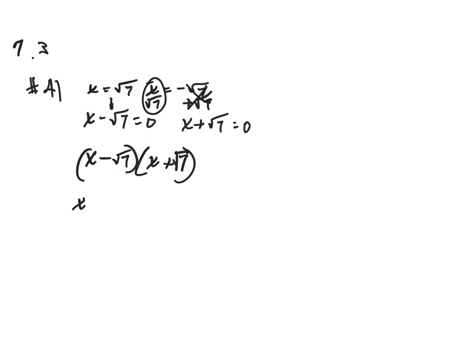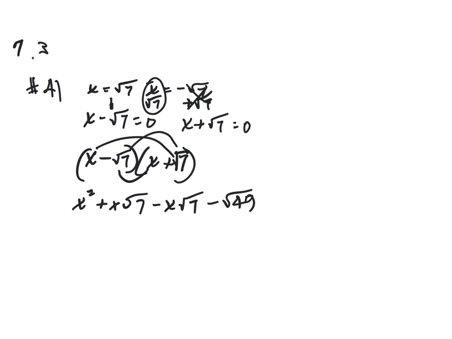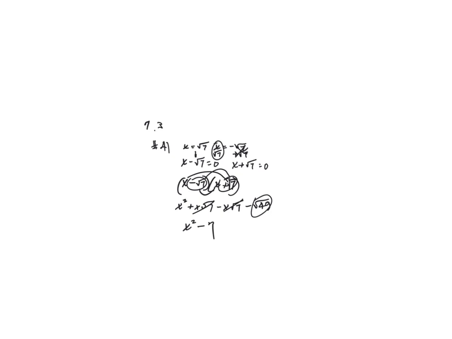So x times x is x squared. X times square root of 7 is x square root of 7. This one is negative x square root of 7. And then square root of 7 times square root of 7 is the square root of 49. So it's the negative square root of 7 times the positive square root of 7 gives you negative square root of 49. These cancel. We have x squared minus the square root of 49, which is 7. And that's your answer for number 41.